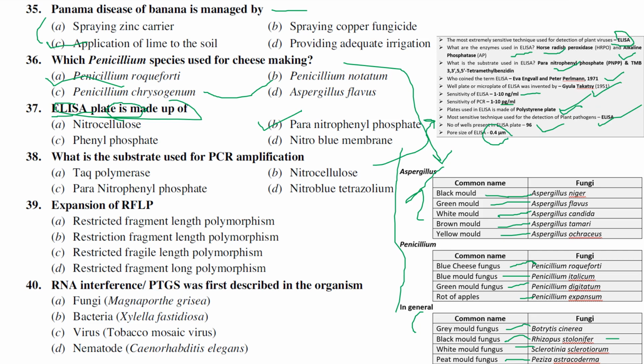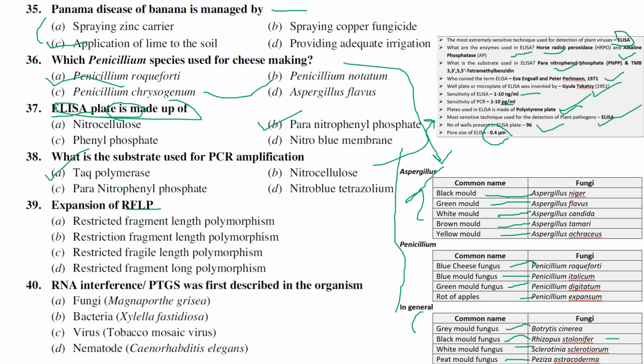The next one is, what is the substrate used in PCR for amplification? Taq polymerase, nitrocellulose, para-nitrophenyl phosphate, nitro blue tetrazolium. So the answer is Taq polymerase, from Thermus aquaticus, right? It holds up the DNA at high temperatures. That's why we use this substrate, Taq polymerase. The second one is RFLP, restriction fragment length polymorphism.